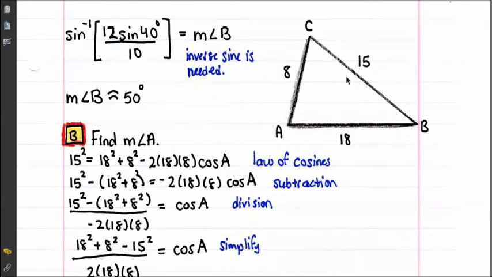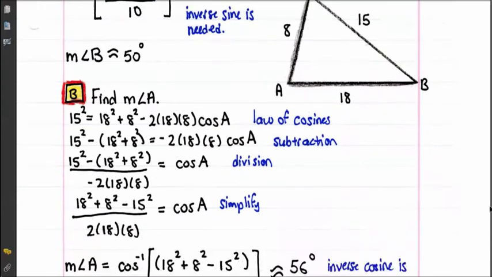Now, I want to find angle A. So that means I'm going to begin the law of cosines with the opposite side squared. So because I'm looking for angle A, I'm going to start with 15 squared. So 15 squared equals 18 squared plus 8 squared minus 2 times 18 times 8 times cosine A.